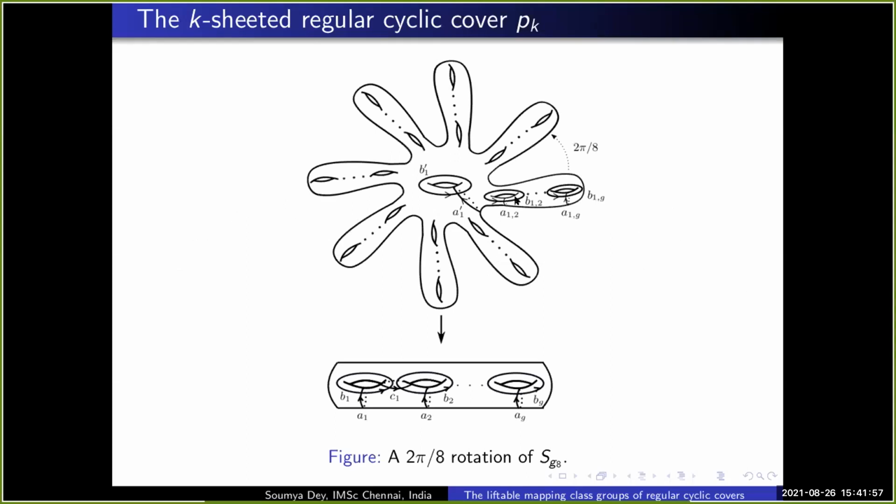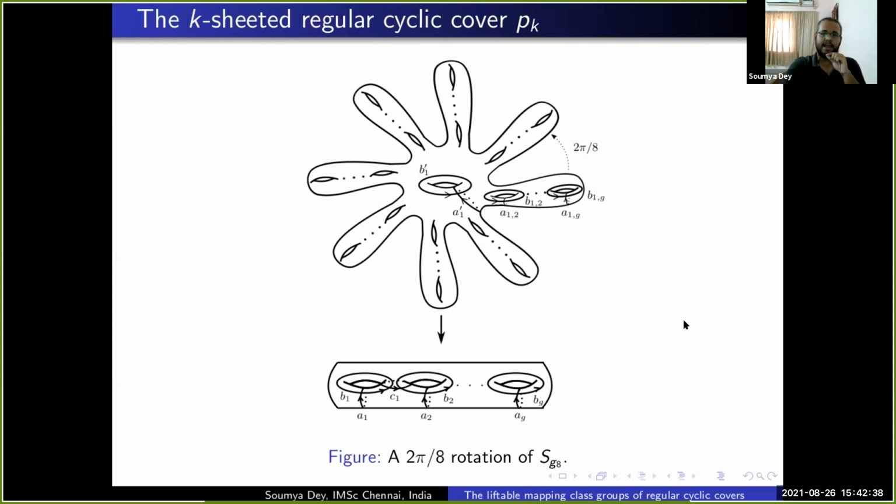So we have such a surface, S_{g_k}. In between, at the center, we have one genus, and in each of these petals, we have k many genuses. Now what we do, we rotate this surface by an angle 2 pi by k. In this case, it has 8 petals, so we have 2 pi by 8. This one click rotation by an angle 2 pi by 8 will induce this covering map on our S_g. So this is the map we will be considering.